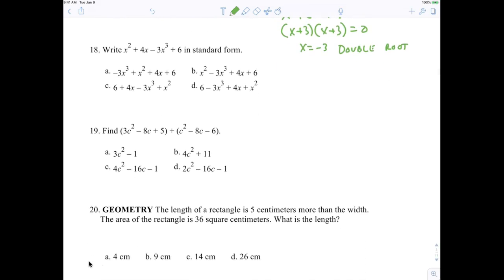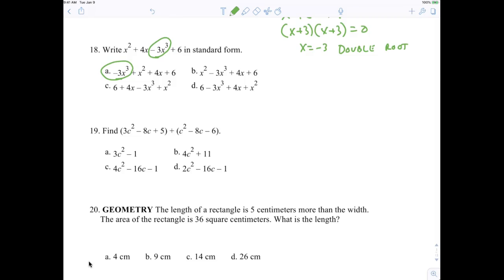Standard form, again, largest to smallest, correct? So the cube would have to go first, and it's what? Negative 3x cubed. The only one with the negative 3x cubed first is A. So the correct answer had to be what? A. Anybody have any issues yet?